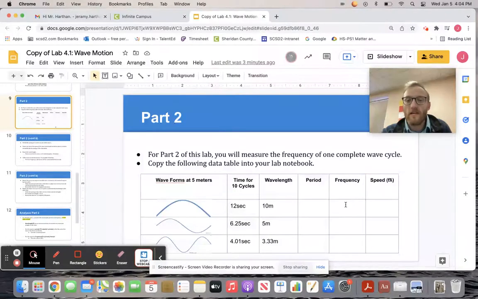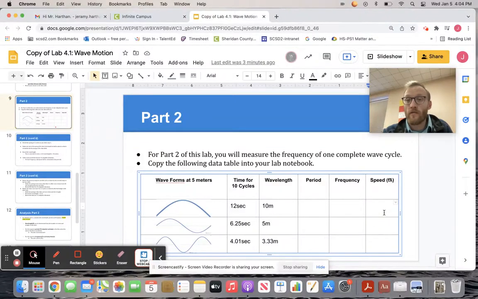and we just need to multiply that by our wavelength. Okay, so hopefully here you got a frequency of about 0.83 hertz. And we're going to multiply that by our wavelength of 10, so we should get a speed of about 8.3 meters per second. Okay, so we're going to do the same thing here. We're going to take our frequency that we got here, and multiply it by the wavelength. And then finally, same thing, frequency here multiplied by our wavelength. And that's going to give us our speed.